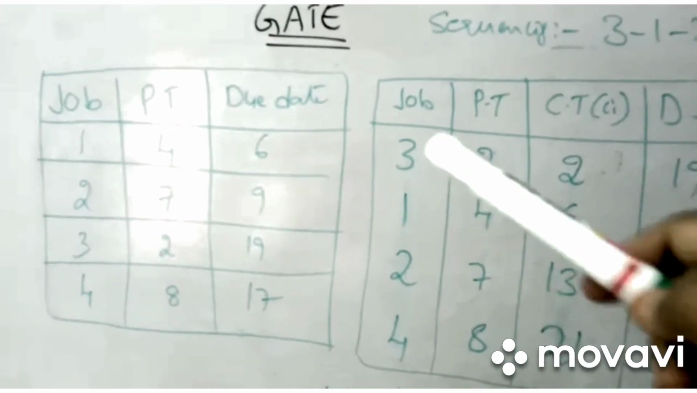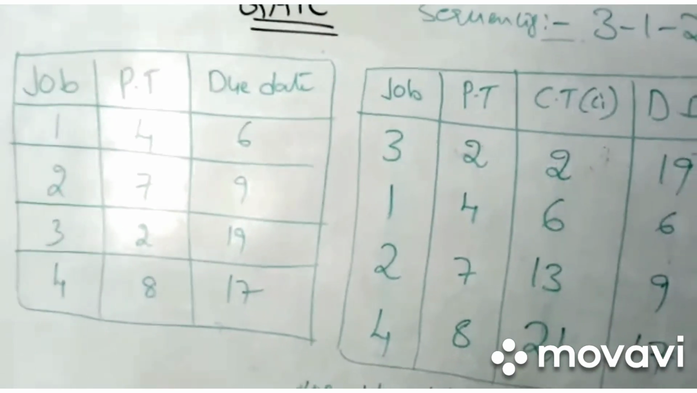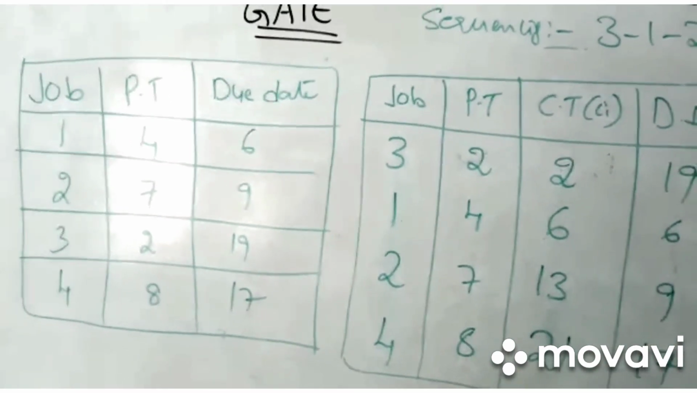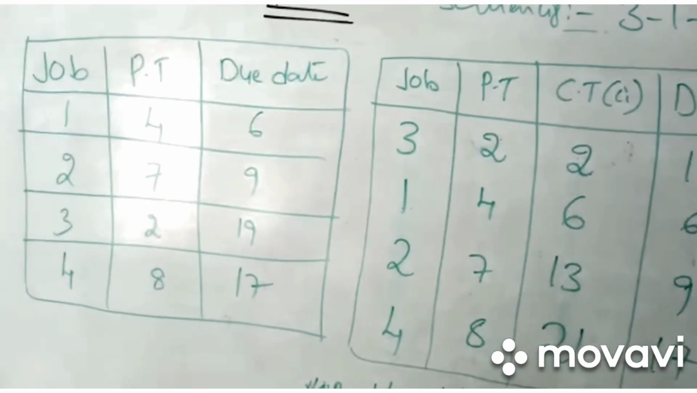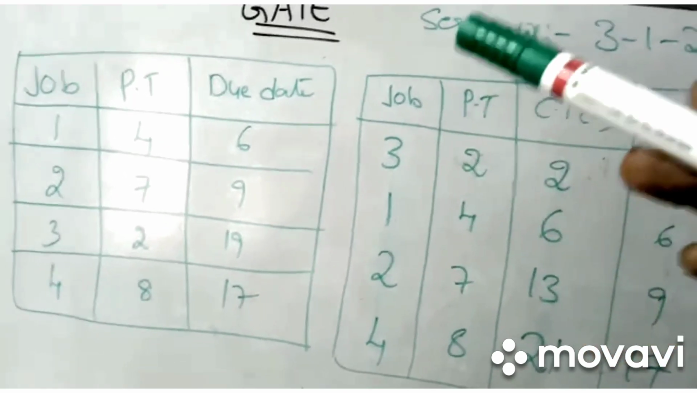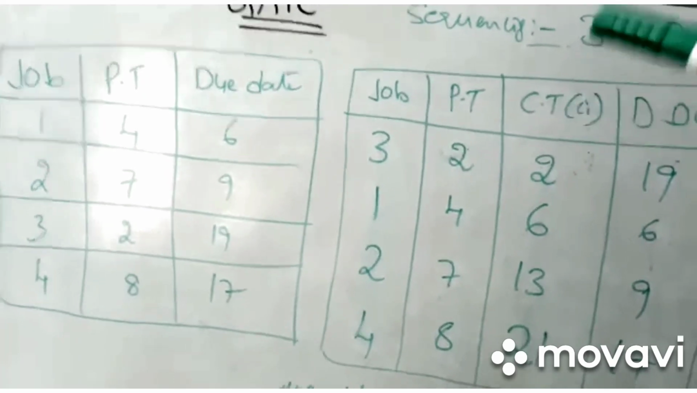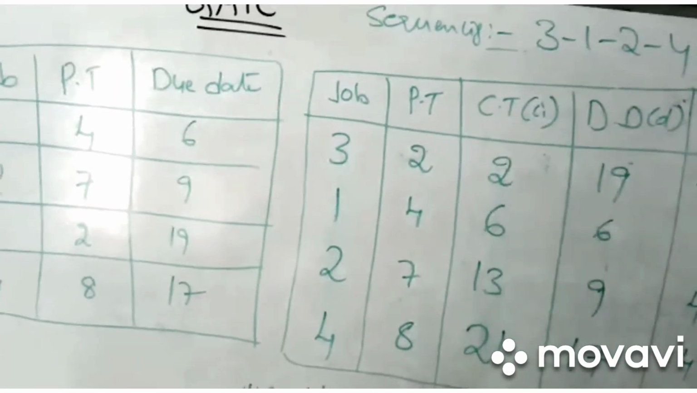As usual, first you try to identify the sequencing of your jobs. How do you identify the sequencing? Based on your processing time. Here the lowest processing time is for job 3, processing time 2; for job 1 the processing time is 4; for job 2 the processing time is 7; and for job 4 the processing time is 8. Simultaneously we have the due dates.